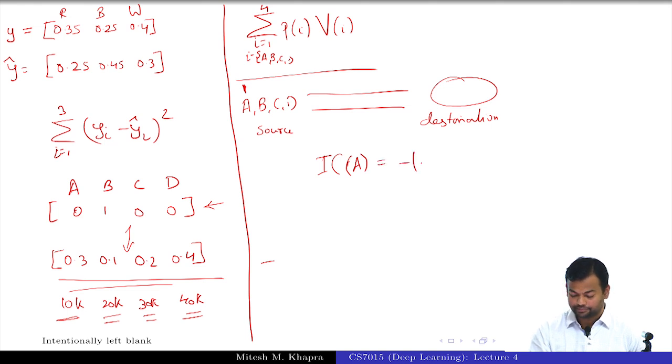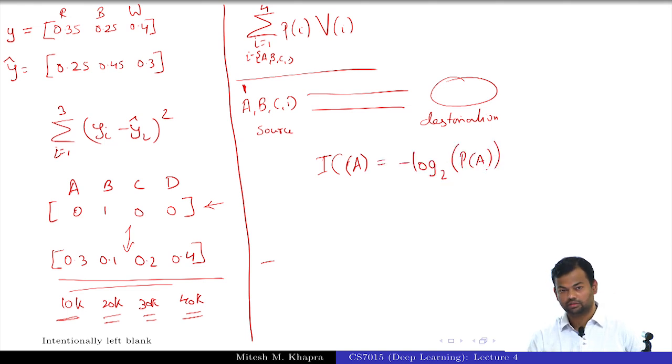Okay, so the information content of an event, you can write it as this. How many of you have seen this before? Okay, all of you have seen this, right? So this is the value associated with an event. Now can you tell me what is the expected information content? For every event, I have given you the value associated with that event.